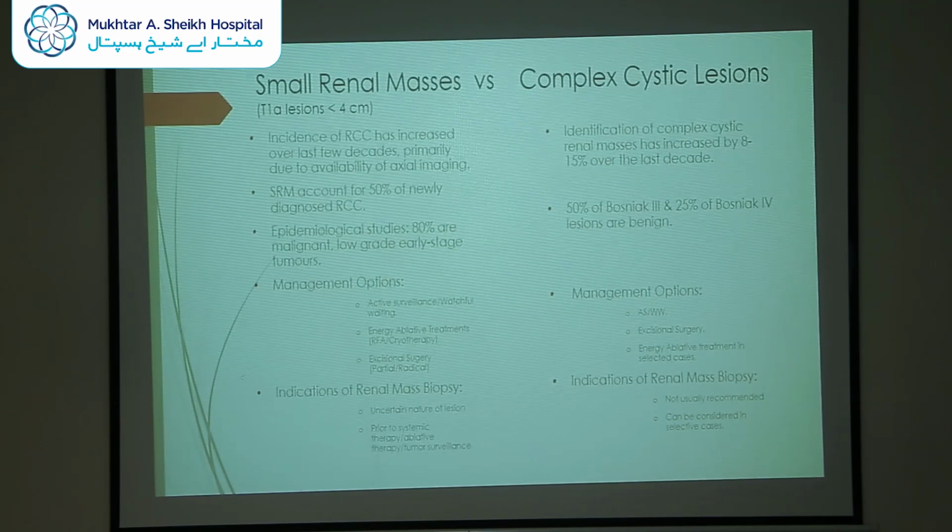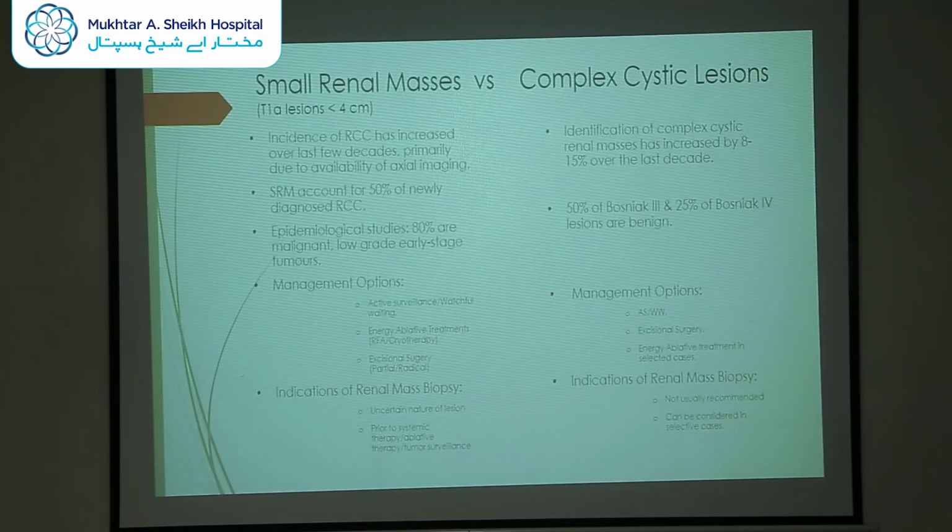Complex cystic lesion: identification of complex cystic renal masses has increased by 8 to 15% in the last decade. 50% of the Bosniak classification 3 and 25% of the Bosniak classification 4 lesions are benign. Management options: active surveillance, watchful waiting, excisional surgery, energy ablative treatment in selected cases. Renal mass biopsy is not usually recommended but can be considered in selective cases.